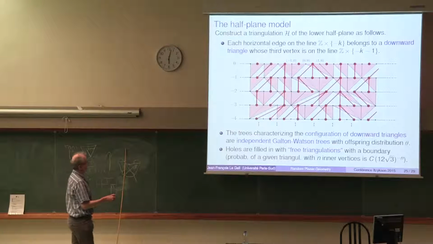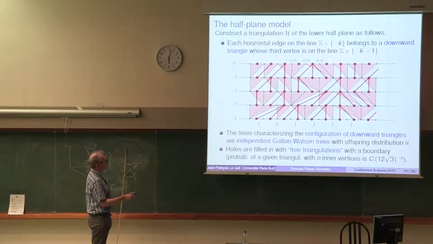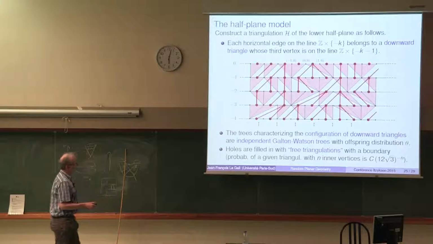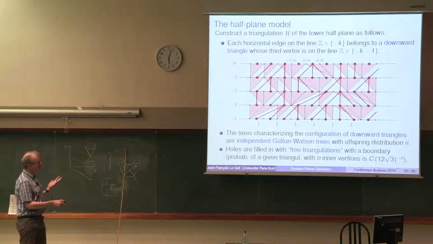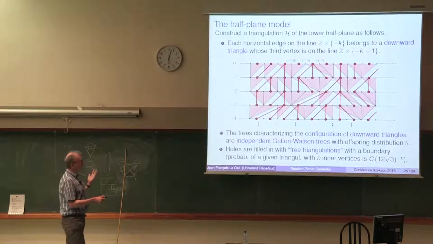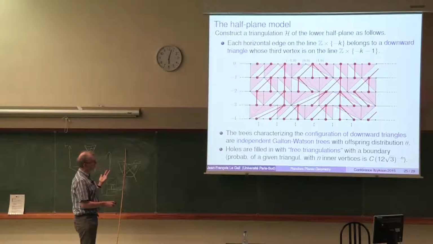Okay, but of course you do not fill everything with these pink triangles. You are left again with white holes. Okay. And then you choose your configuration of pink triangles, or downward triangles, so that it is coded in the same way as before by a forest of independent Galton-Watson trees. Okay, so, I should have said before, with the configuration of pink triangles, you can associate a forest of trees with the same rules as before.